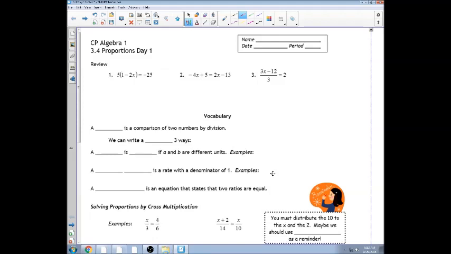As you can see, the first three problems are review, so why don't you go ahead and give yourself some time, give those a shot. Let's see how you can do. All right, let's see how you did.